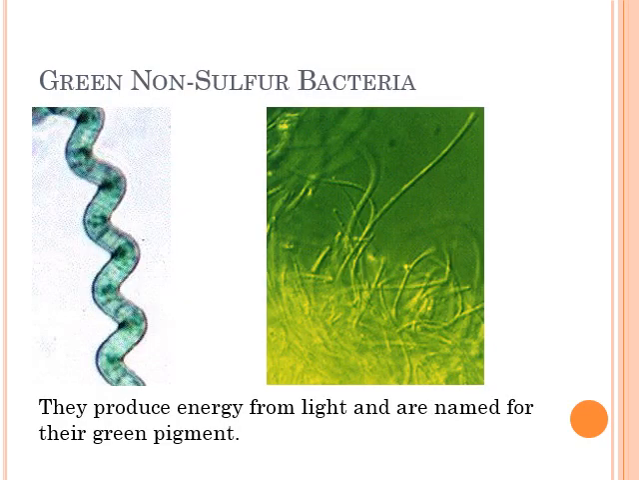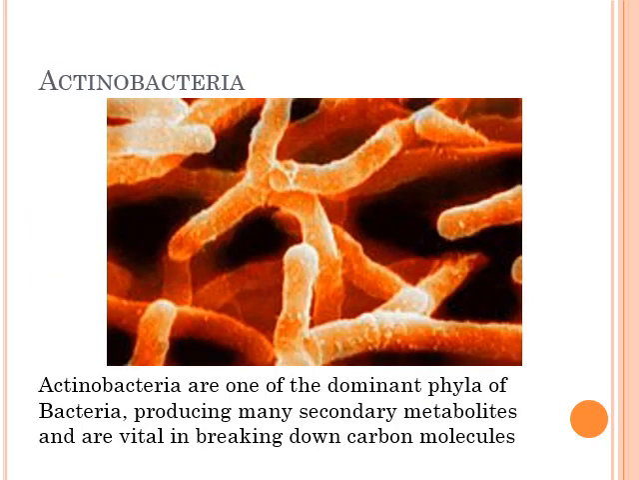And I love this. The green non-sulfur bacteria. Named such because they are green, and they do not live in sulfur-rich environments. If they're green, what do you think they're doing? Photosynthesis. Actinobacteria. This is a big group of bacteria. Their job is pretty much to break down carbon-containing molecules. These guys are going to thrive in the dirt. They produce a lot of secondary metabolites. So those are molecules that are important for, but not essential to, growth and reproduction.